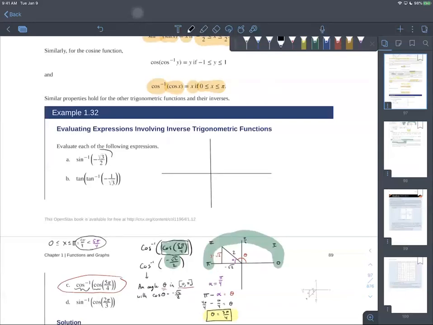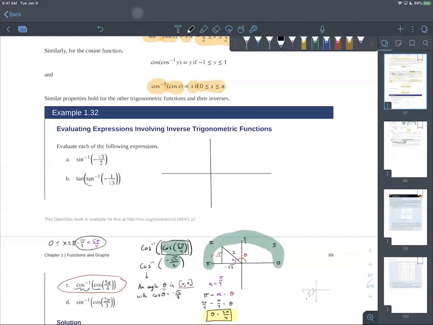So we'll do one more just to show how to do these. Maybe we'll do part B. That one's nice: the tangent inverse of negative 1 over the square root of 3.